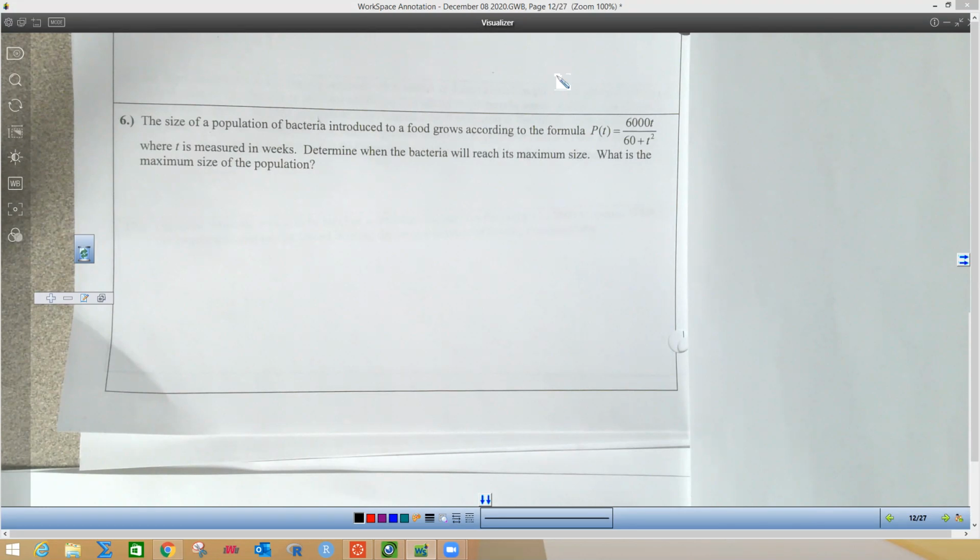So reading this question: the size of the population of a bacteria introduced into a food grows according to this formula, where t is in weeks. Determine when the bacteria will reach a max. So we want the population of bacteria to be a max. We're trying to get the maximum size of bacteria, and then we want to find that maximum size. So we want to maximize this function, because that is the population.